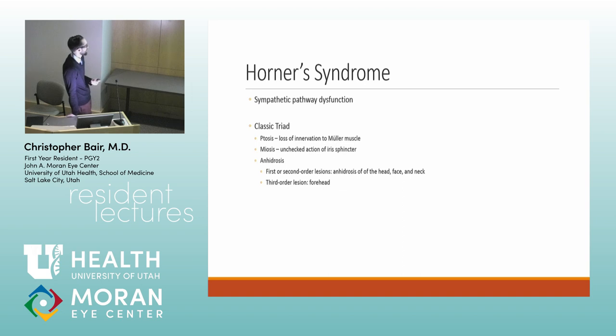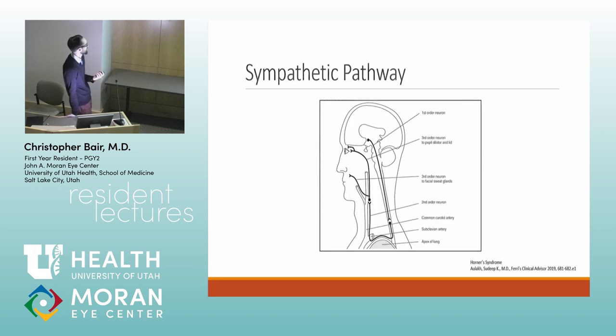And then the anhidrosis. The textbooks say that depending on where the lesion happens, you can see differences in the anhidrosis. If it's a first or second order lesion, you'll see anhidrosis of that entire side of the face, whereas if it's a third order or a postganglionic lesion, you'll see anhidrosis just of the forehead. I don't know how often that's seen clinically, but that's what the textbooks say, and that's what we'll remember for our OCAPs.